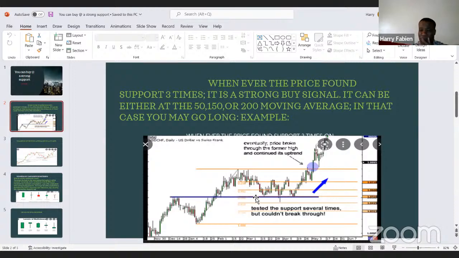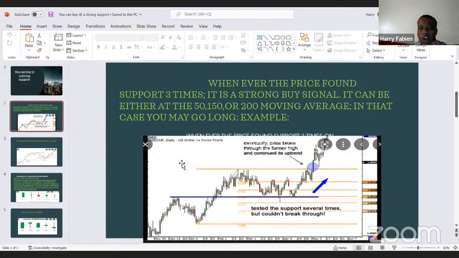Whenever the price goes up and goes back to the support, goes up again, goes back again to the support, and goes up again and back to the support 3 times, that's strong. We call that strong support. That's why we say it's a strong support. So when it hits 3 times, that's a buy signal.